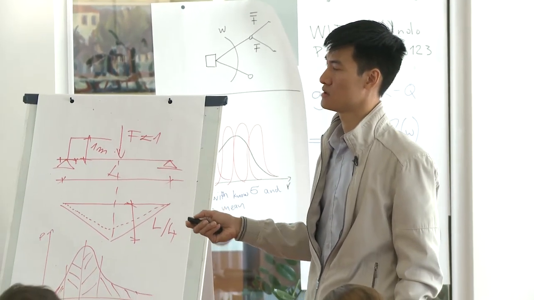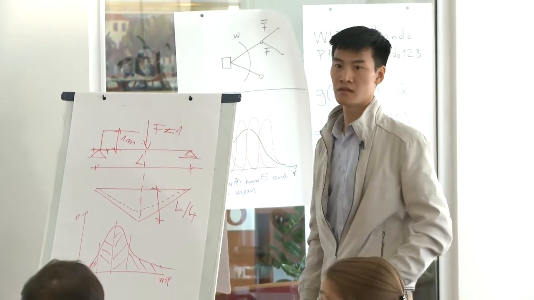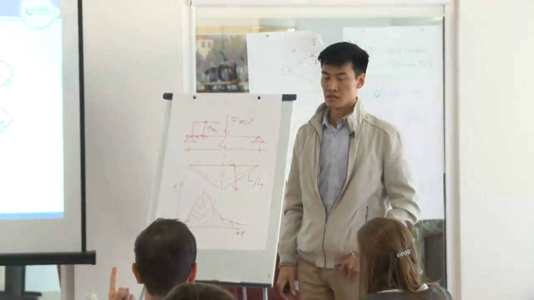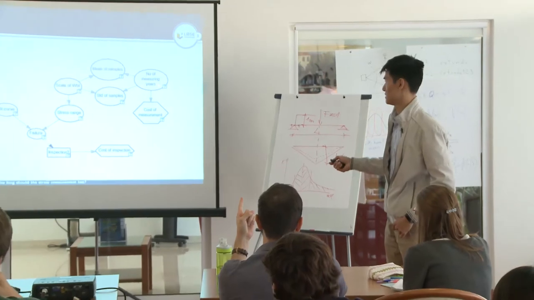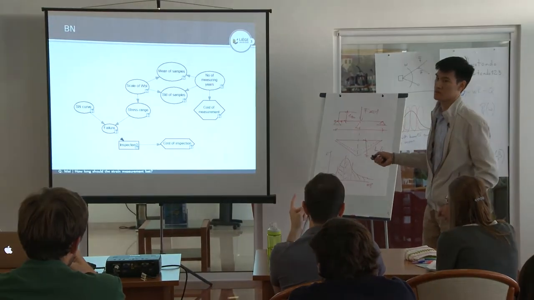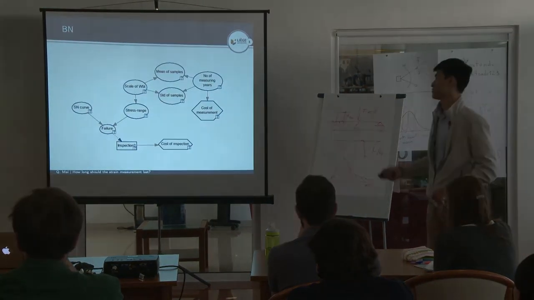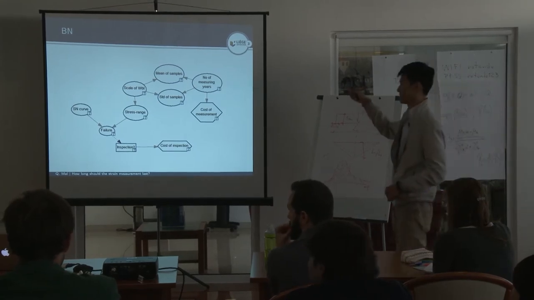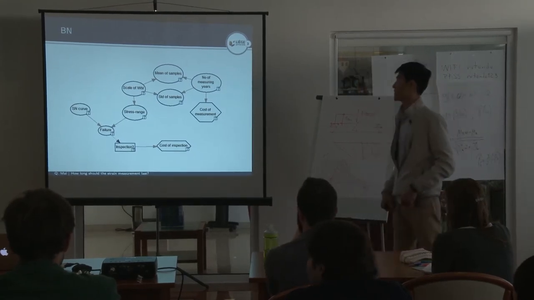As a decision or a random variable? Sorry? Number of measurement years? It's deterministic. Deterministic? Yes, it's a decision. It should be a decision, yes. Yeah, sorry, correct. Thank you.